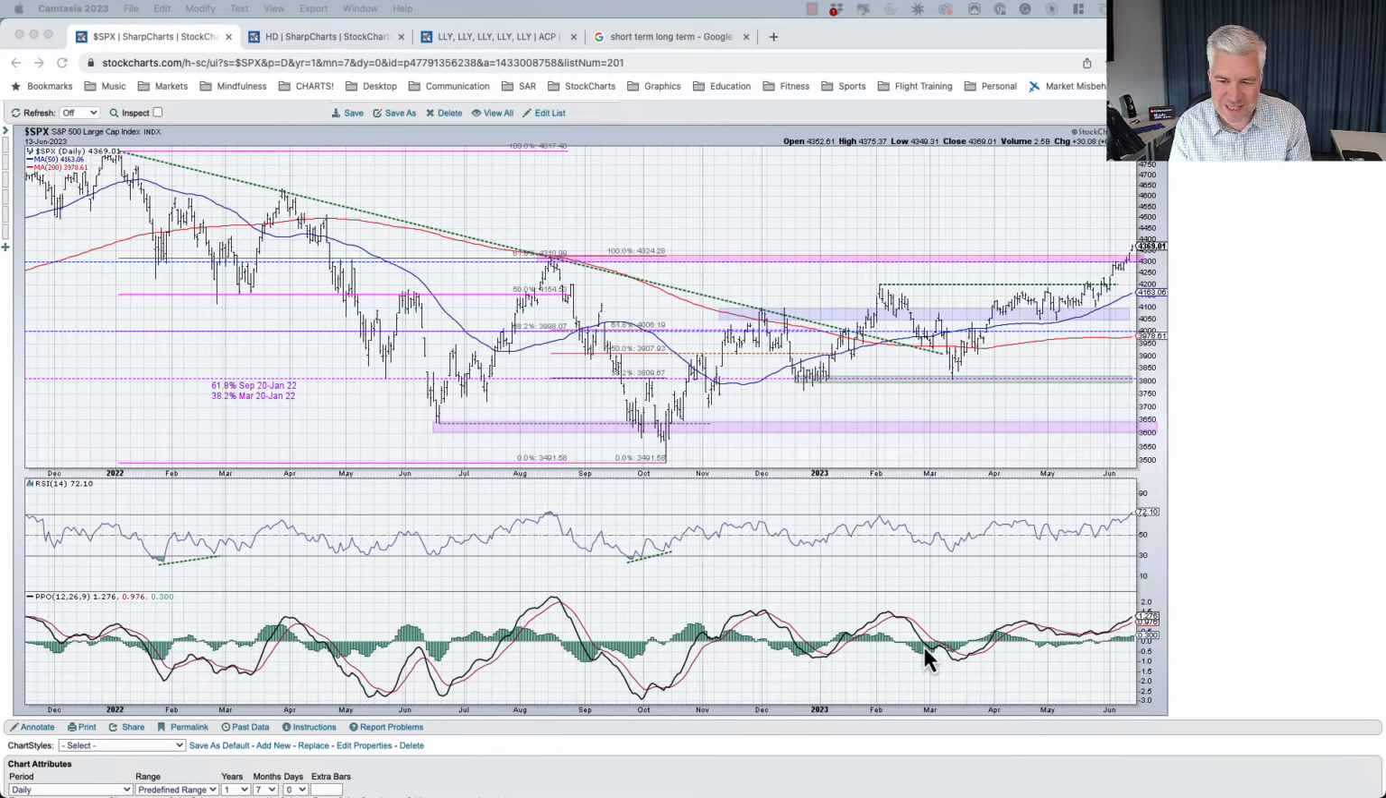You also notice the histogram, sort of these green bars in the background. Just look for those to be above zero and then flip back below zero. As long as the MACD or the PPO line is above the zero threshold, that's your same signal, because it's just looking at the difference, the spread between those two lines in the indicator.